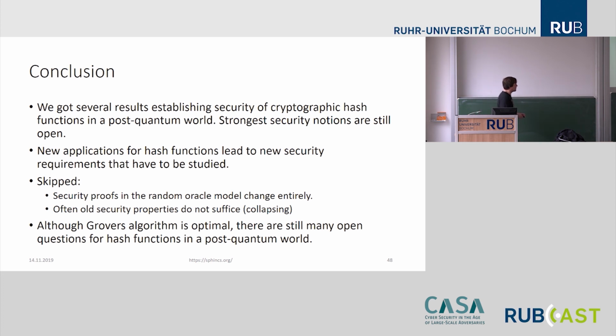So in some cases these old security properties do not suffice. The collapsingness is actually motivated by the fact that cryptographic hash functions which are collision resistant in the post-quantum setting do not give you commitment schemes which fulfill the security properties that you might intuitively want. And so finally, although Grover's algorithm is optimal, there are still many open questions which we have to solve for hash functions in the post-quantum world.